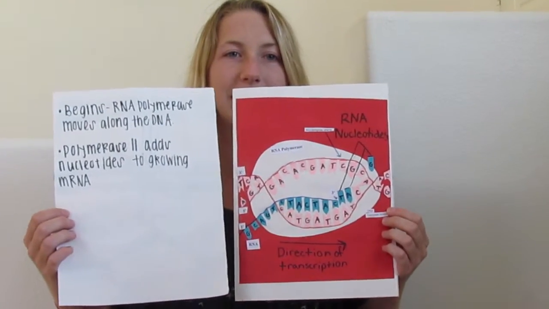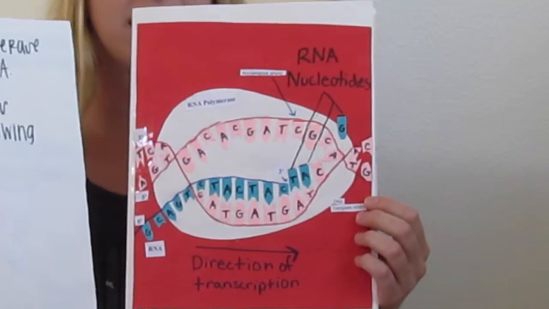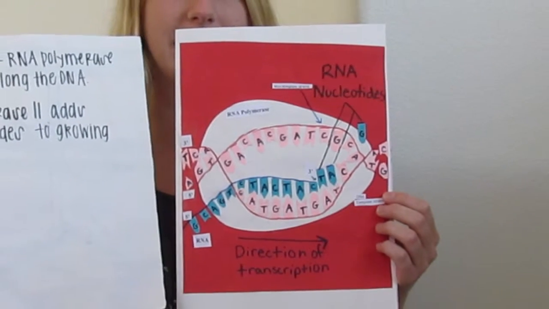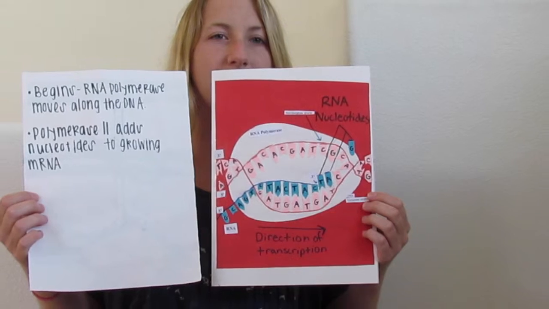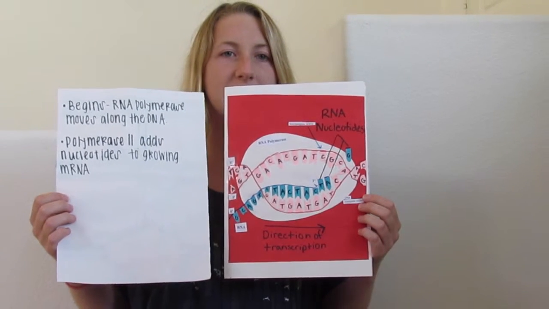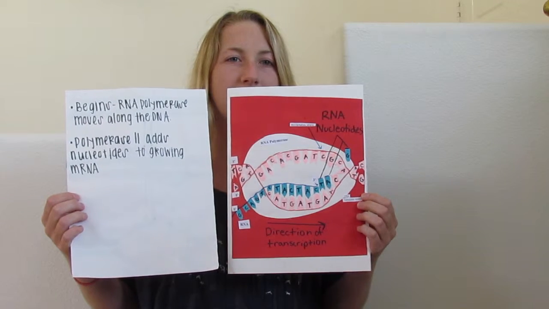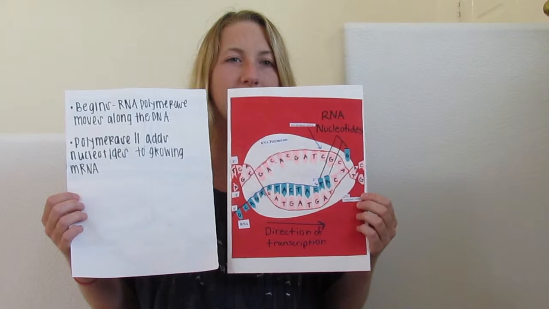RNA polymerase moves along the DNA and it untwists the double helix, showing the DNA bases that pair with the RNA nucleotides that come in according to their base pairing rules. And then RNA polymerase II deciphers that sense DNA strand and adds the nucleotides from the 5' to 3' direction.